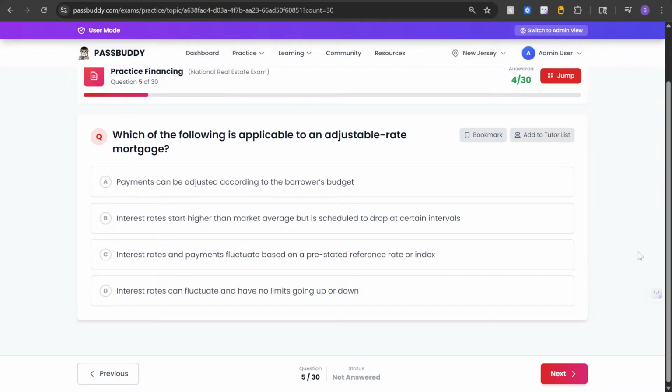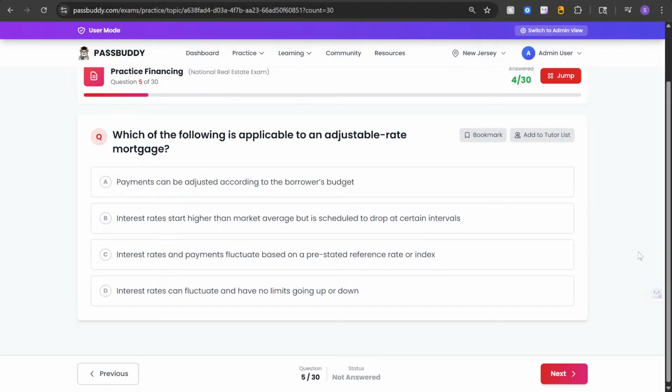Next question is, which of the following is applicable to an adjustable rate mortgage? Payments can be adjusted according to the borrower's budget. Interest rates start higher than market average but are scheduled to drop at certain intervals. Interest rates and payments fluctuate based on a pre-stated reference rate or index, or the interest rates can fluctuate and have no limits going up or down. So they're saying, hey, there's no limit up or down. Do you think that's it?